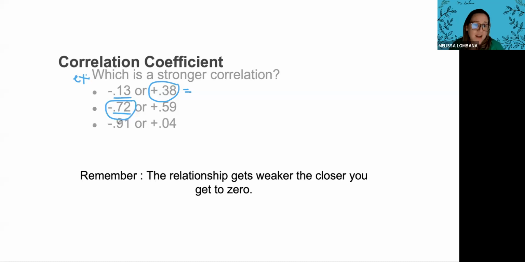And then here we have negative 0.91 or positive 0.04. Whichever one is closer to the 1 is the answer. So it'll be negative 0.91, which makes it a strong negative correlation. And this obviously would be a very weak positive correlation. So these are just good examples. You need to be able to read this and write it out.